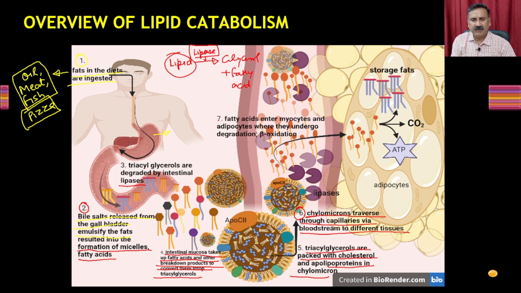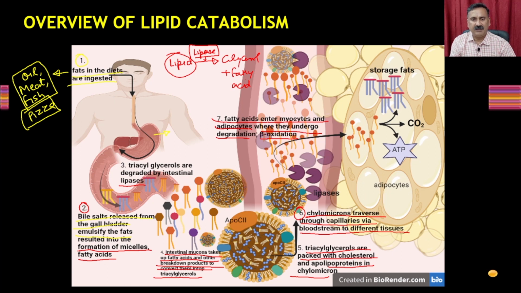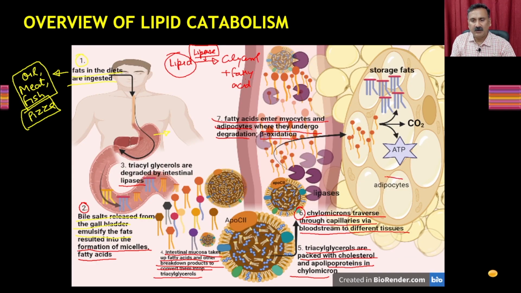Then in step number 7, the fatty acids are going to enter into the myocytes and adipocytes, where they will undergo oxidation, that is the beta oxidation. And apart from this, if there is no requirement of energy, if there is a low metabolic pathway, then the fatty acids are going to be converted again into lipids, and that's how they are going to be stored in the adipocytes.